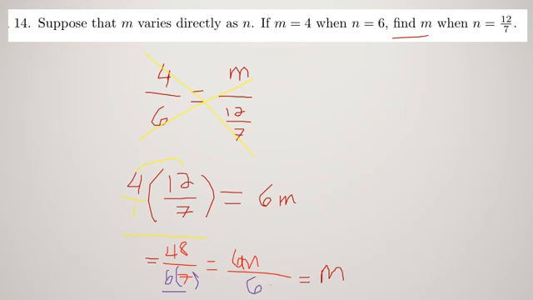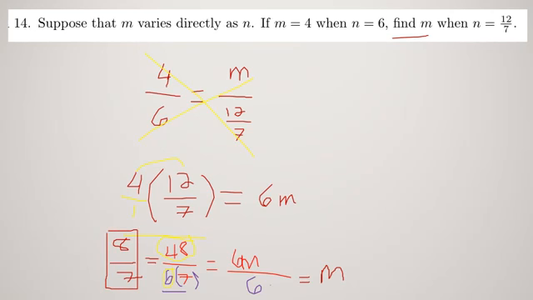48 divided by 6 is 8, diba? So, 8. So, na lang natira yung 7. So, 8 over 7. So, that's another way of solving it.